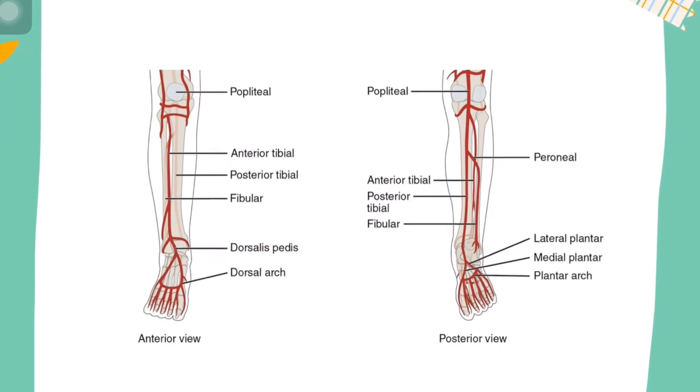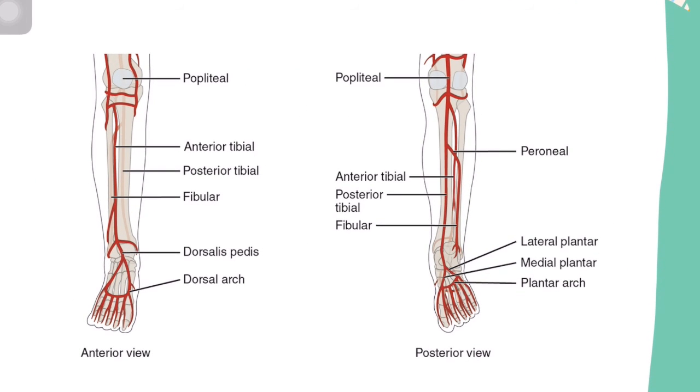So this is the arteries of the legs and the feet. Starting with the anterior view, the popliteal artery branches into the anterior tibial artery, supplying the anterior compartment of the leg. Then the anterior tibial artery changes its name to the dorsalis pedis artery and branches further into the metatarsal and lateral tarsal arteries.